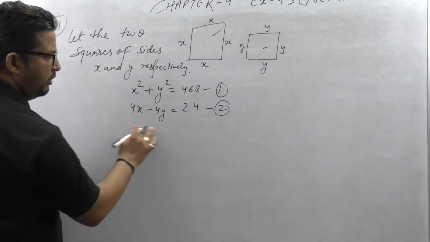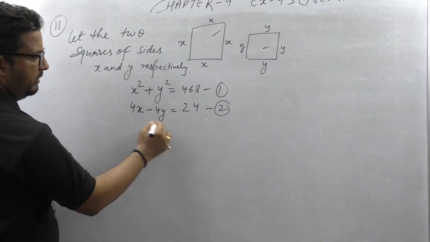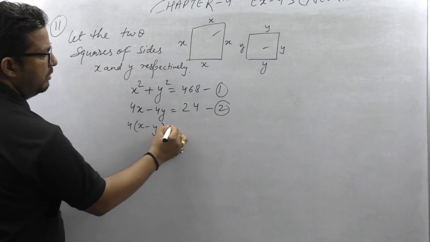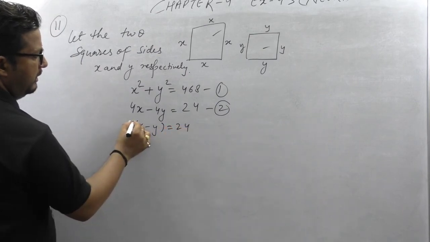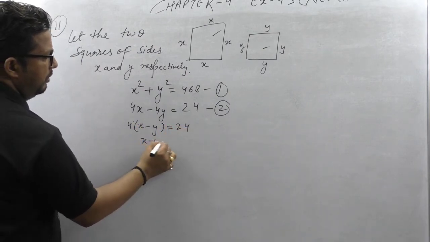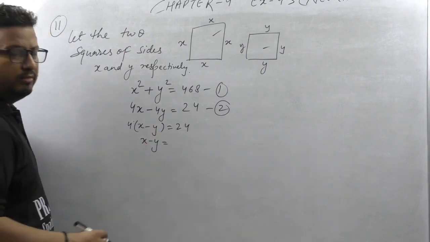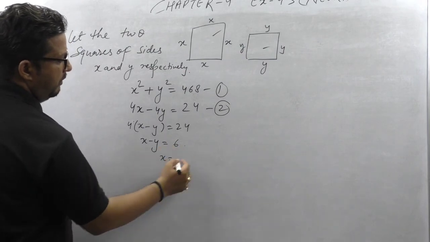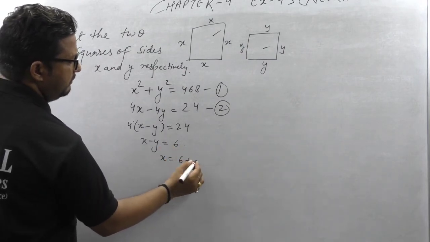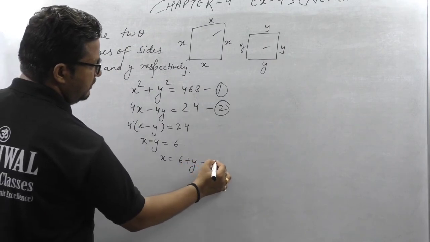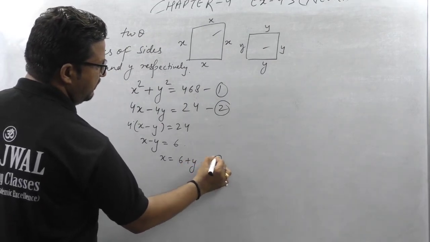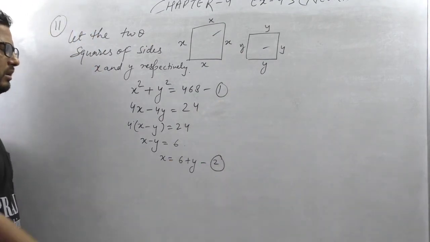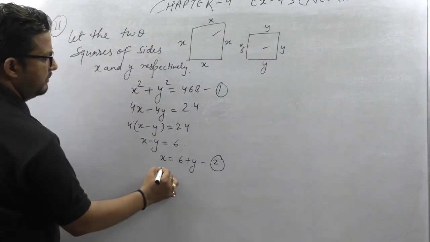So let us improve the second equation a little. This is given in the question. If we take 4 common from 4x minus 4y, it will be x minus y equal to 24. If we divide by 4, 4 goes into 24 six times, so it will be 6. From here, shifting y to the other side, x equals 6 plus y, and we call this the second equation. Now we can put this value in equation first.